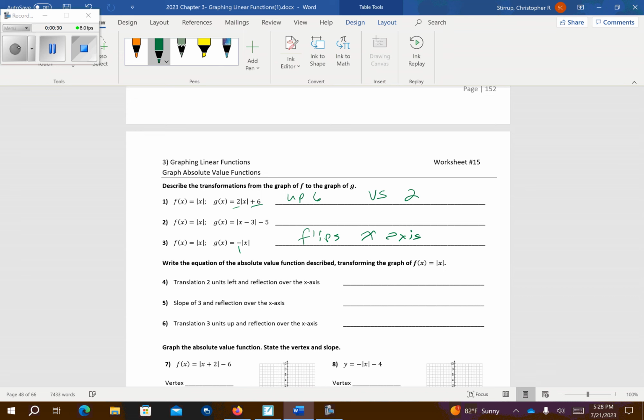Number 5. So we want to come up with a graph y equals a slope of 3 and a reflection over the x-axis, so we're going to have a negative 3 out front. It doesn't move right or left at all.